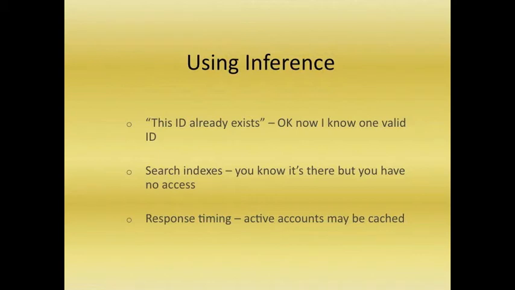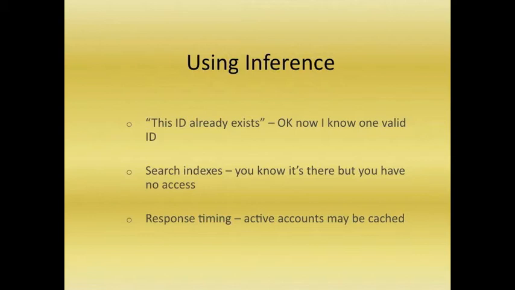Other cases of using inference are when you can search through indices and identify that information exists even though you may not have access to it. For example, you know there exists a confidential report or publication, although you cannot access it due to the access controls that protect it. But the important thing is that you know that indeed it does exist.